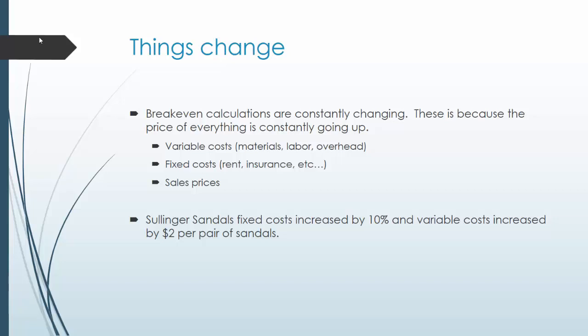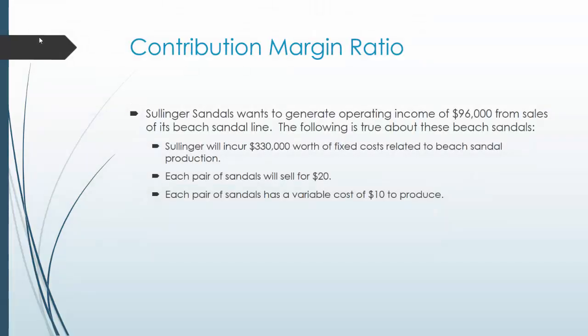So for Sellinger, what's going to happen to them is their fixed costs are going to increase by 10%, and the variable costs of production are going to increase by $2 for each pair of sandals. So now what are we working with? Well, Sellinger Sandals still wants to generate operating income of $96,000 from sales on its beach sandal line. But the things that were true before are no longer true. What are we working with now?